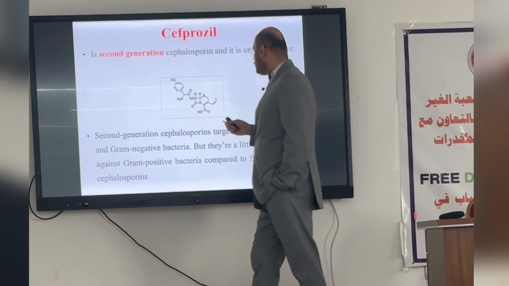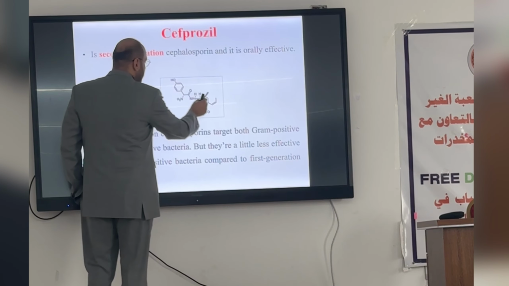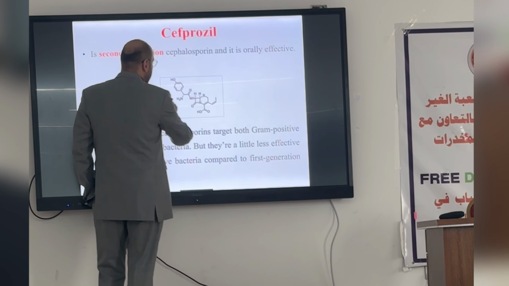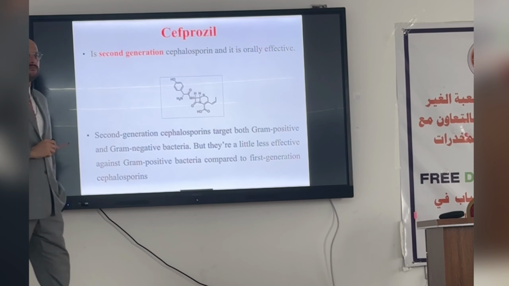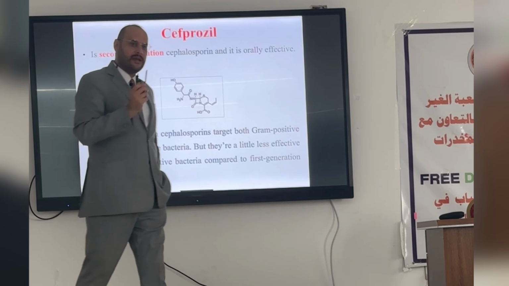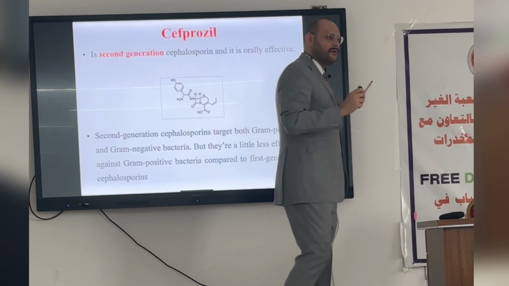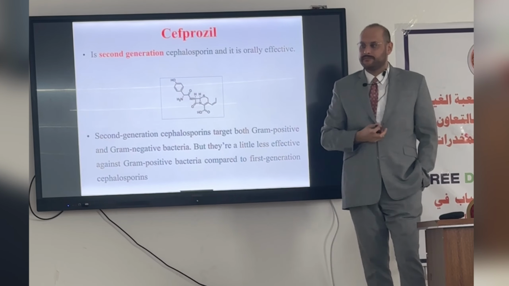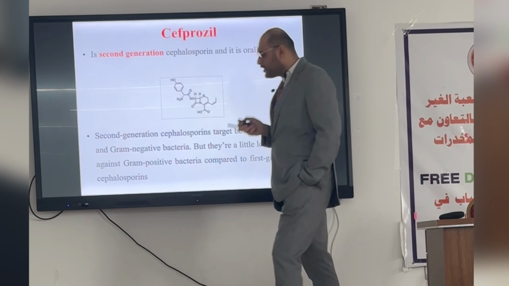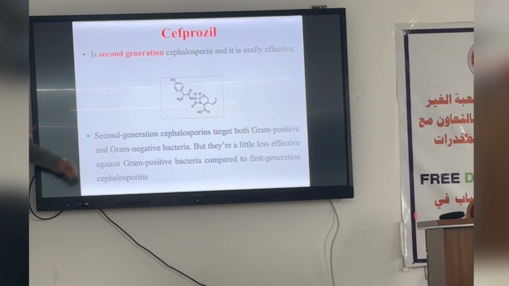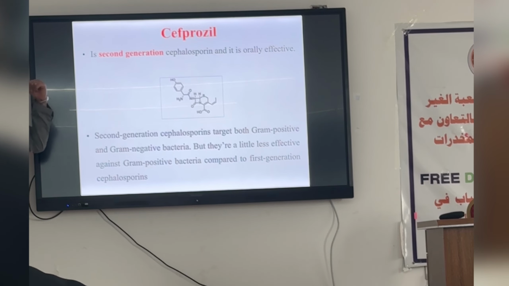So in this case, if we look at the structure, we have still the same core, but we have different R1 and different R2. Okay? And for these different R1 and R2, بنهاية المحاضرة نكون جدول for different R1 and R2 and different compounds. Second generation cephalosporins target both gram-positive and gram-negative bacteria, while they are a little less effective against gram-positive compared to the first generation one.